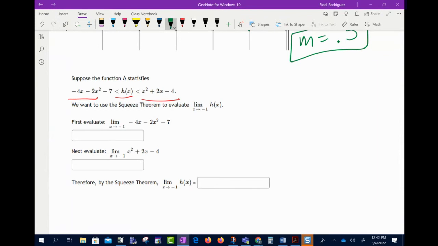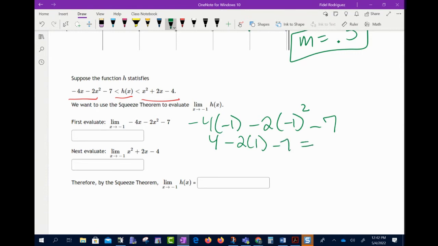It says first, let's evaluate 4x minus 2x squared minus 7 as x approaches -1. So remember what I'm going to do here, you guys. Everywhere I have an x, I'm going to plug in a -1. Okay? So 4 times -1 is a positive 4, minus 2 times -1 squared is still positive 1, minus 7. So this is going to give me 4 minus 2 minus 7. 4 minus 2 is 2, minus 7. This is going to give me -5. So right here, you guys, I'm going to put a -5.